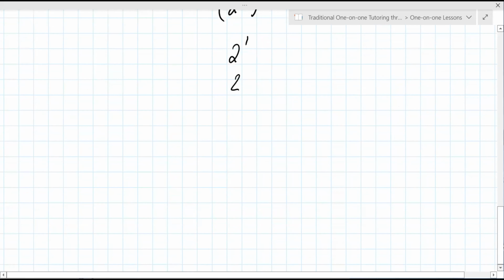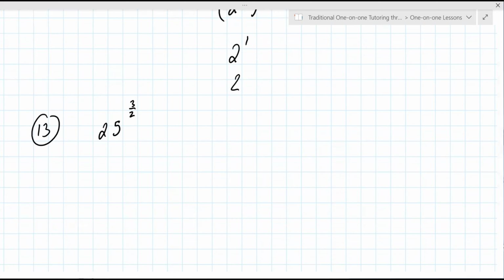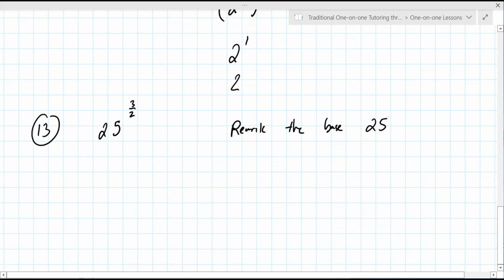13 here. Actually, just be easy to write this. It's 25. Is that to the 3/2 power? Yeah, I think it is. Yes, it is. Okay. So you're always looking at the base. You're always looking to figure out, how can I rewrite the base? Base, not the exponent. So the base is 25, and 25 is 5 squared. So 5 squared to the 3/2 power.